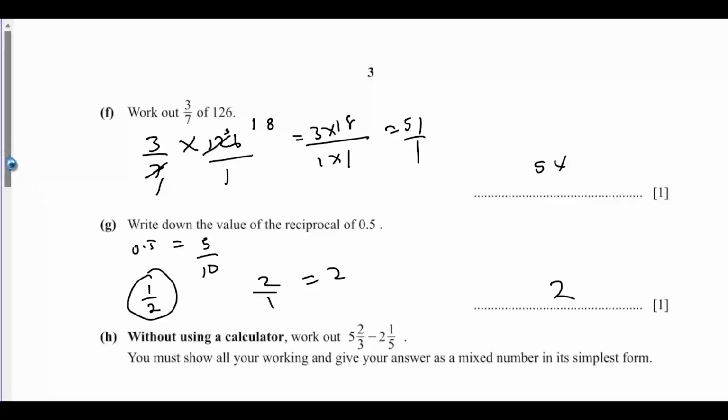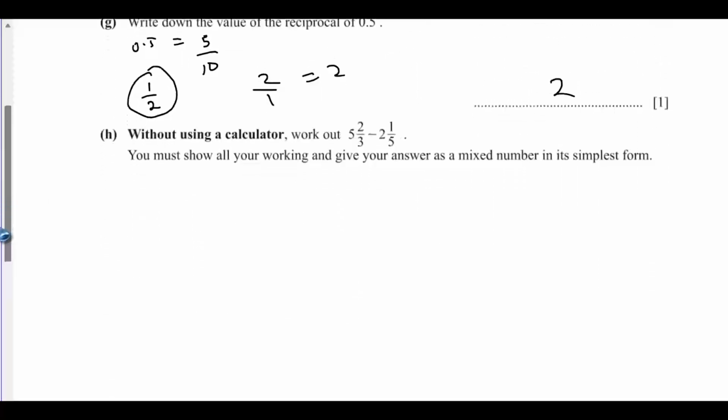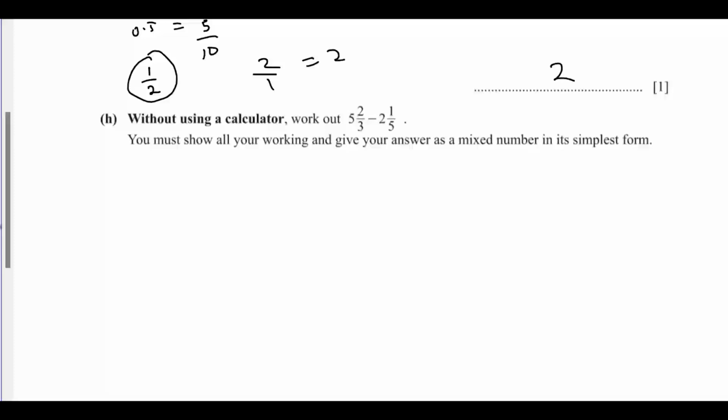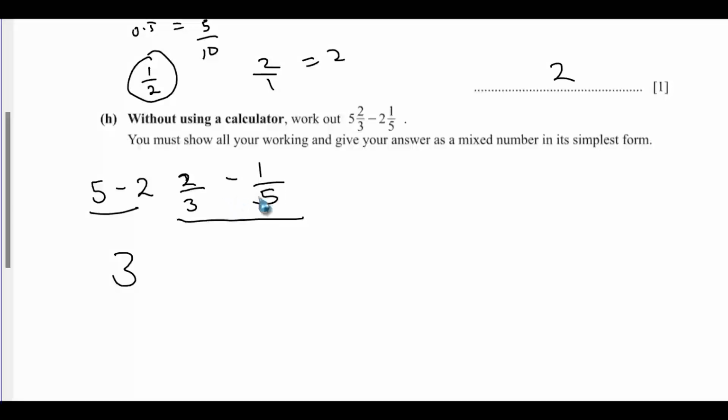So let's go to 1H. Without using a calculator, work out 5 whole 2 over 3 minus 2 whole 1 over 5. So let's subtract the whole numbers. This will be 5 subtract 2. Then we are left with 2 out of 3 minus 1 out of 5. So this will give us 3 whole. Then we need to use any method of our choice to do this subtraction. For me, I'll try to make them common denominators. Then that will be pretty easy for me.